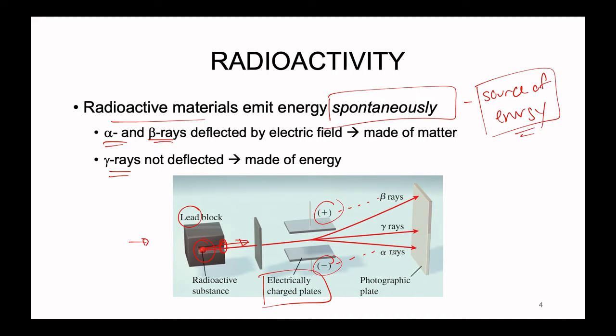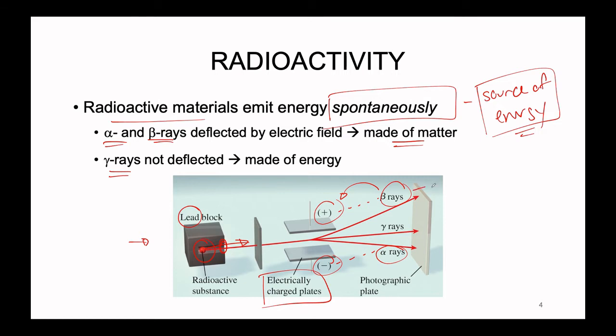What this told scientists and still tells us today is that the beta rays and the alpha rays, yes, are very high energy, but they are also made of matter. In order to interact with an electric field, like how these beta rays and alpha rays are demonstrating here in this diagram, they need to be made of matter. So that means that beta rays are made of a particle, alpha rays are made of a particle.